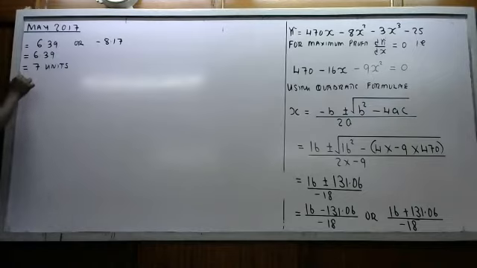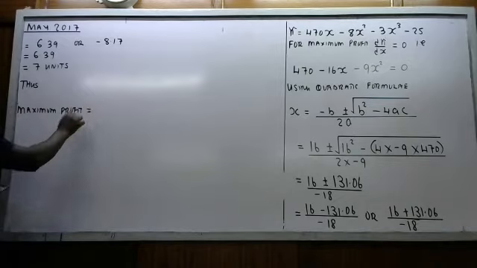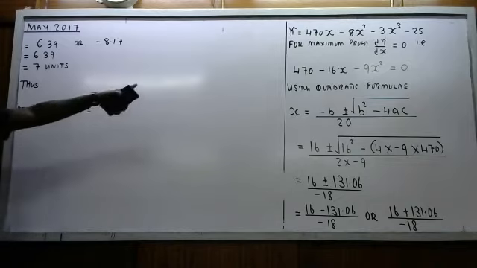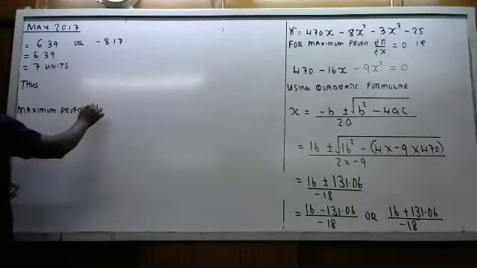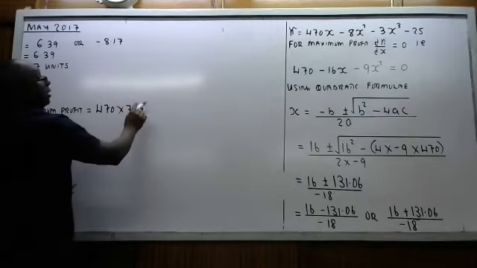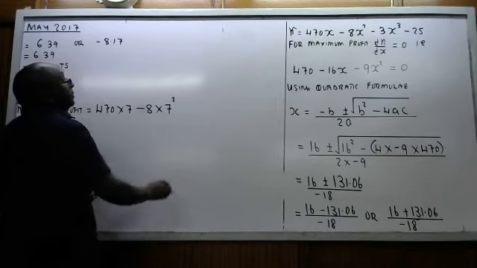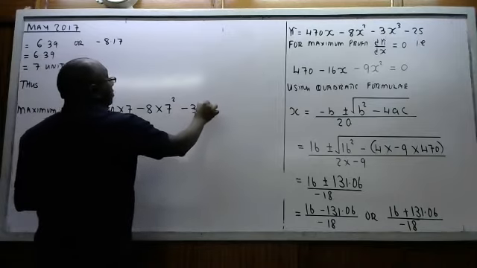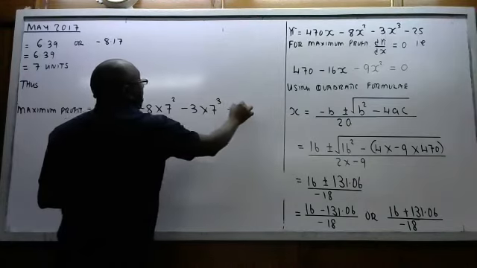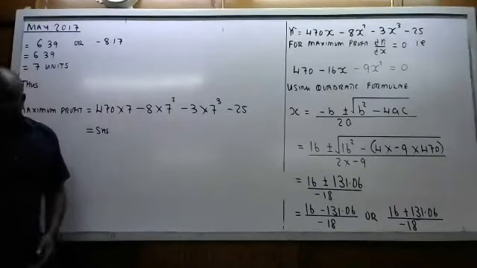And then if we are looking for maximum profit, you put this 7 into that function, the profit, which was 470 times 7 minus 8 times 7 squared minus 3 times 7 cubed minus 25. So what will be the profit amount?